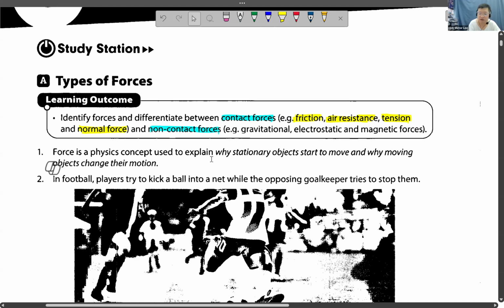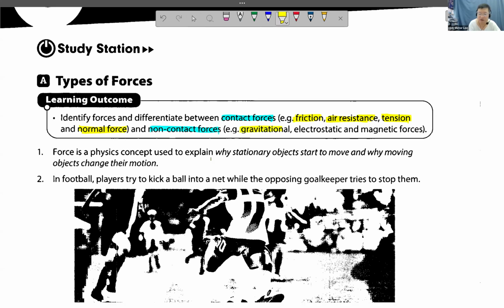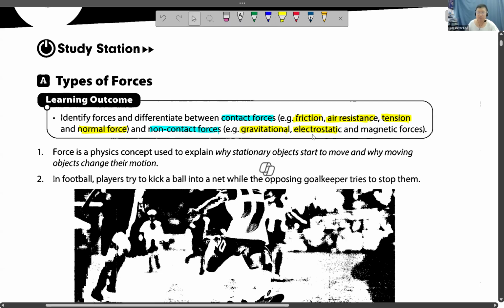For the non-contact forces, you must memorize these also: gravitational force, electrostatic force. Gravitational force is the gravity acting on us by Earth, and that's what we know. But actually, every object has some gravitational force acting on each other. For example, you have a certain gravitational force acting on objects around you, but because our mass is so small, the force is very negligible. But if the object is very big, like the Earth, a planet or the sun, the gravitational force can be very, very large.